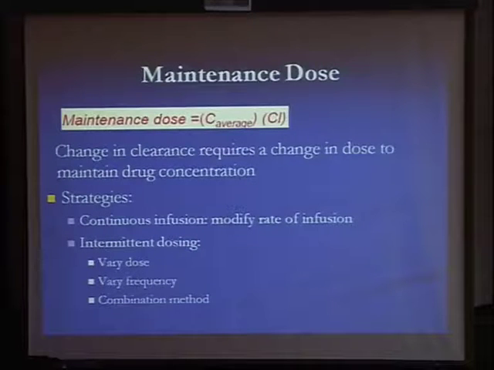If you are giving the drug by infusions, you can modify the rate of infusion. But if you are giving intermittent dosing, then you can either reduce the dose, or vary the frequency, meaning you increase the duration between doses, or you can do a combination of both together.